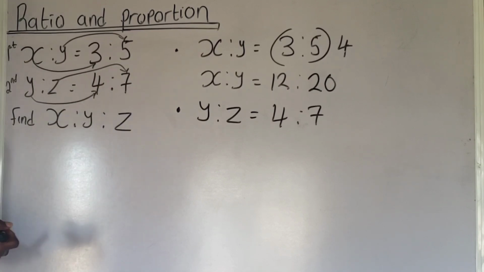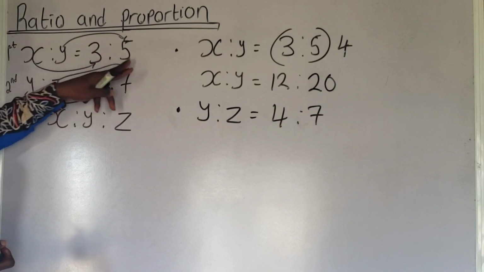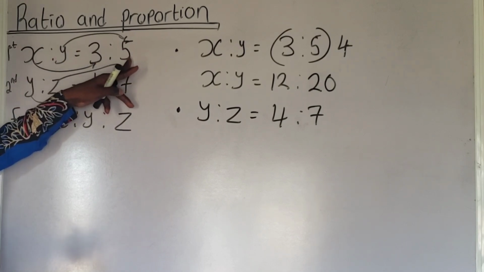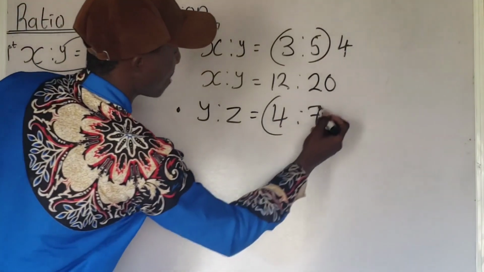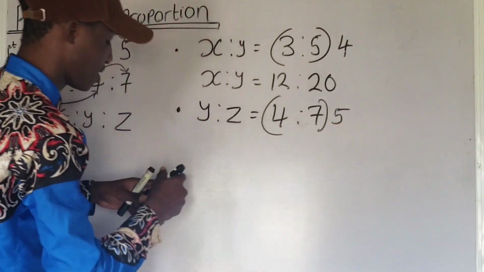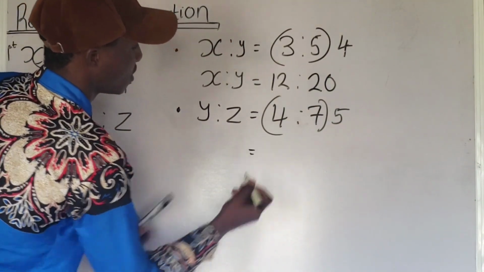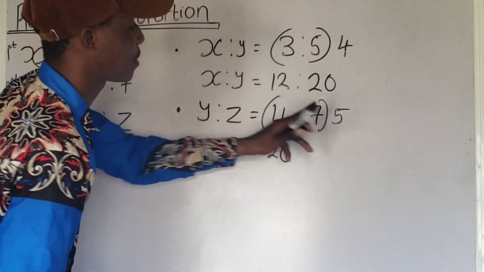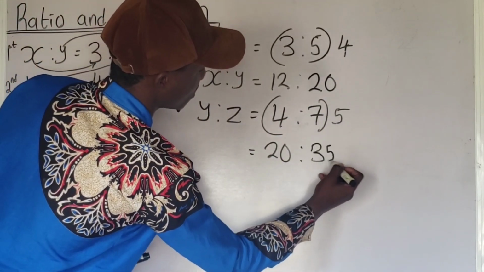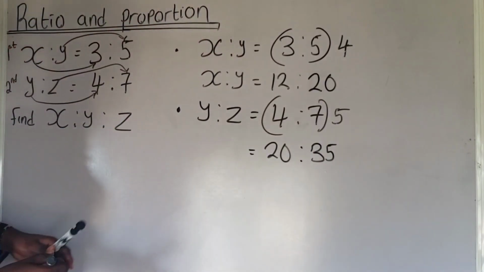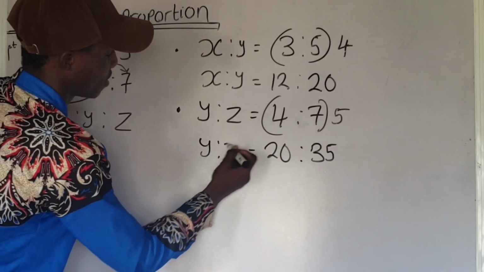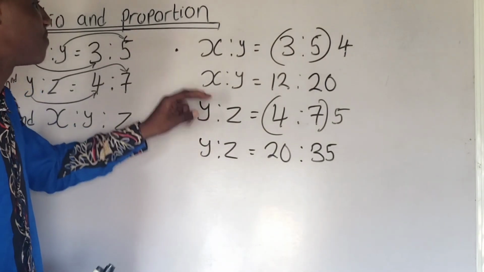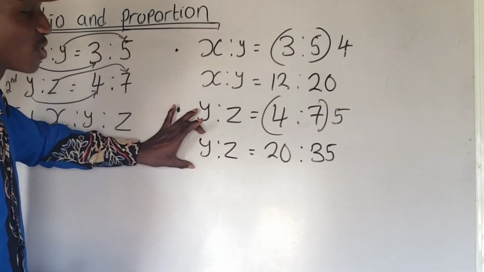The value of y in the first ratio is 5, so I'm going to multiply this by 5. 5 multiplied by 4 is 20, and 5 multiplied by 7 is 35. So you can see that y is now uniform. That is, we have the same value of y in the first ratio and the second ratio.